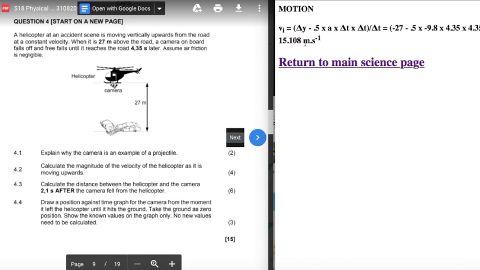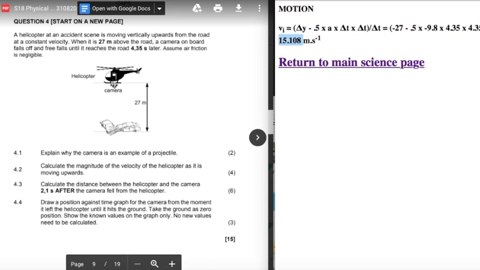And there's our answer: 15.108 meters per second. So that is the answer to the initial velocity. It says V initial is 15.108 meters per second. We keep that in mind. Let's copy that, Command C, and then we can go on to the next problem, which is: calculate the distance between the helicopter and the camera 2.1 seconds after the camera fell from the helicopter.